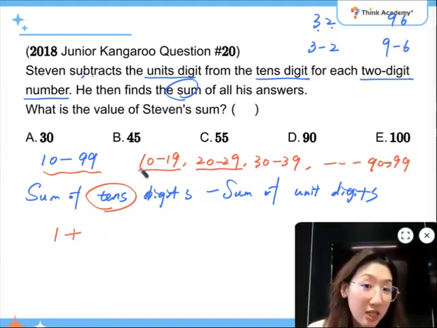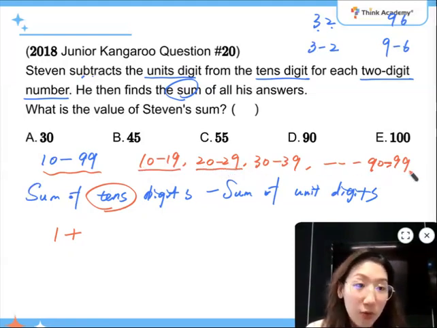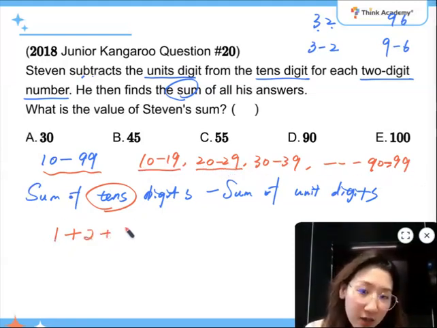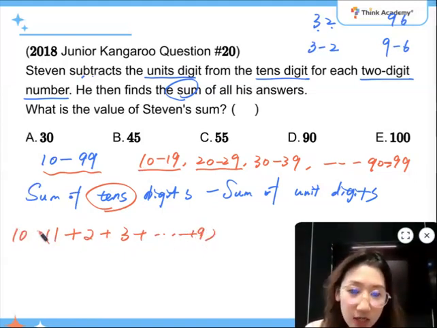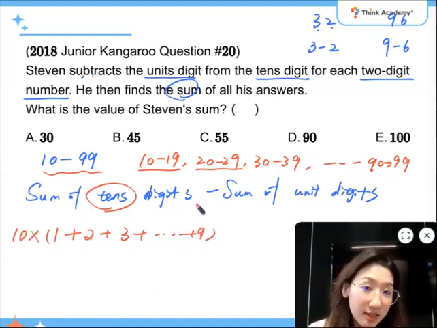And for the tens digit, it's always 1 and 2 and 3 and 4 all the way to 9. So you just need to add from 1 all the way to 9. And there are 10 lots of them, so do 10 times. So that's the sum of the tens digit.